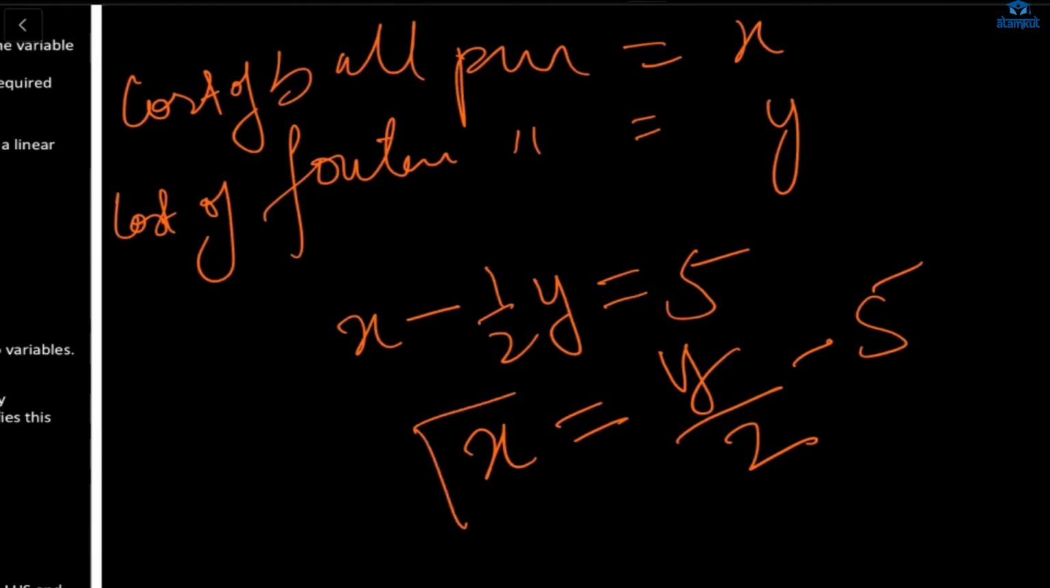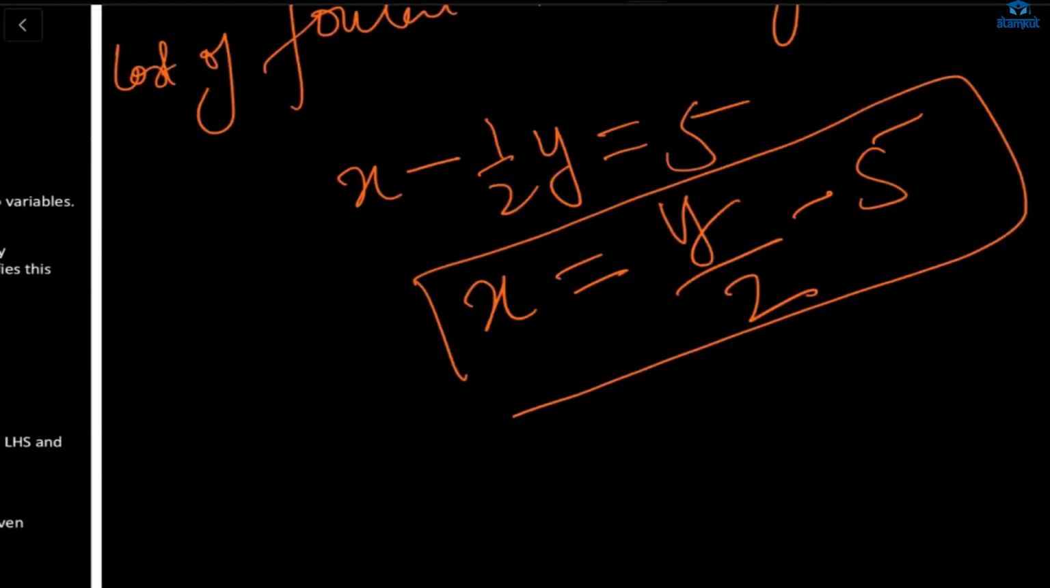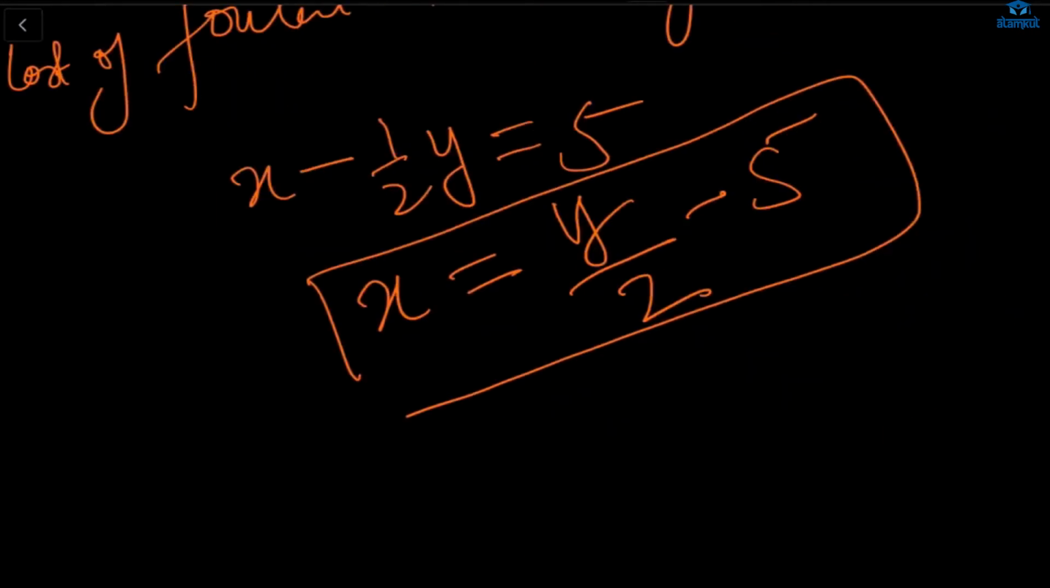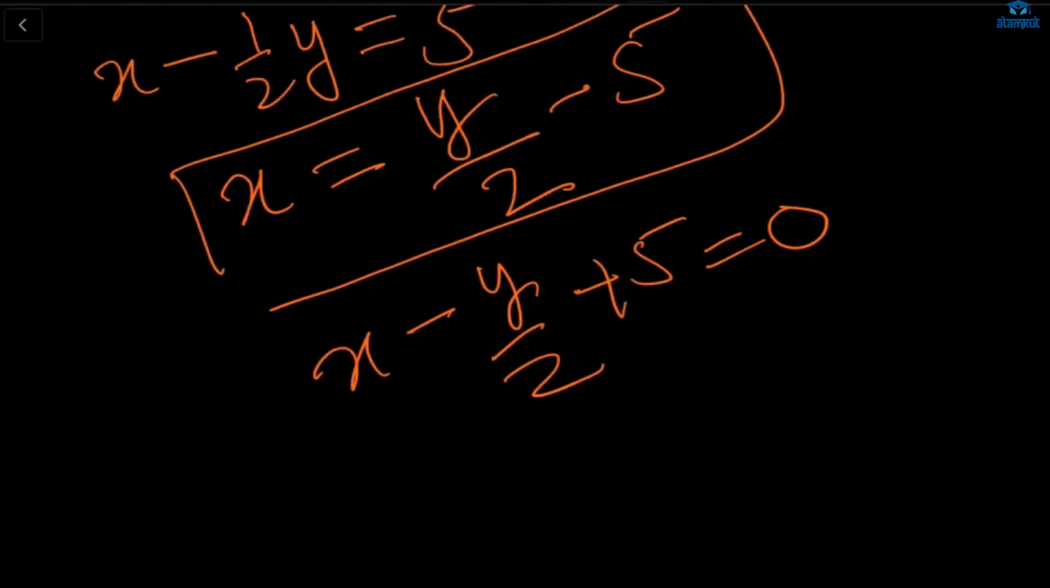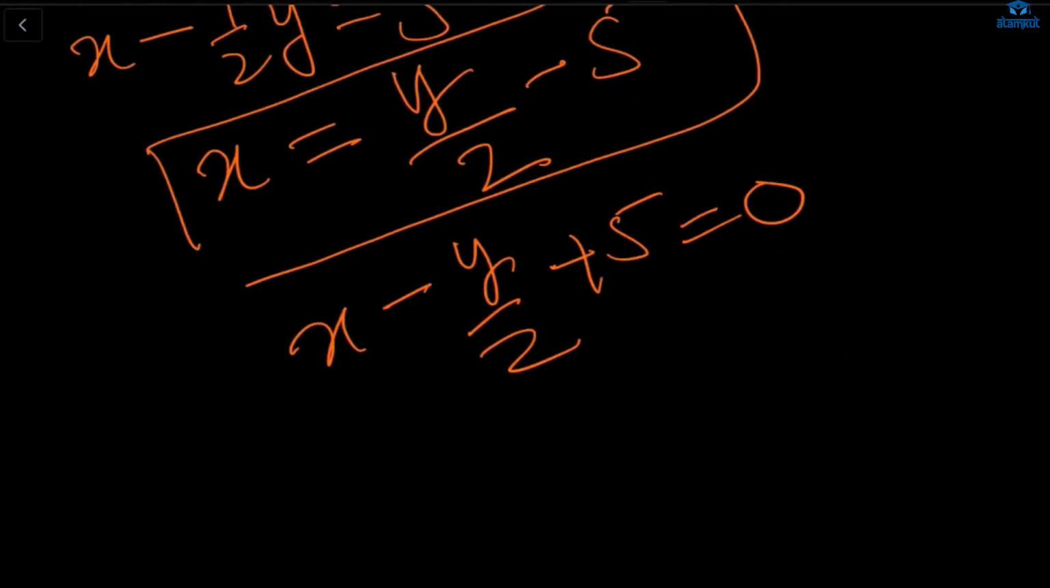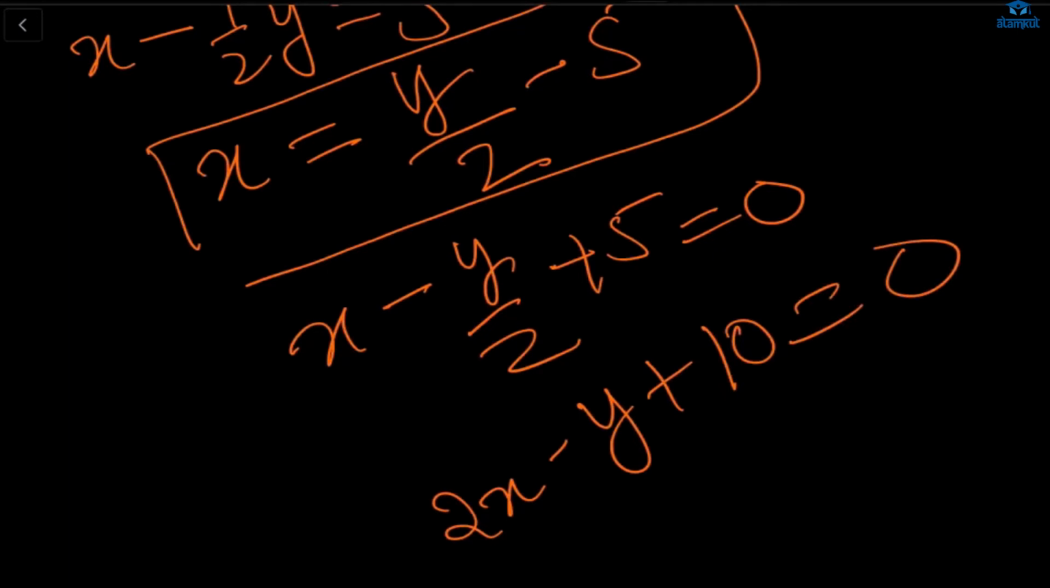When we bring this in the form of ax plus by, we get x minus y by 2 plus 5 is equal to 0. So this you will get. Now if you take 2 common, meaning the LCM, you will get 2x minus y plus 10 is equal to 0. Any doubt in this question?